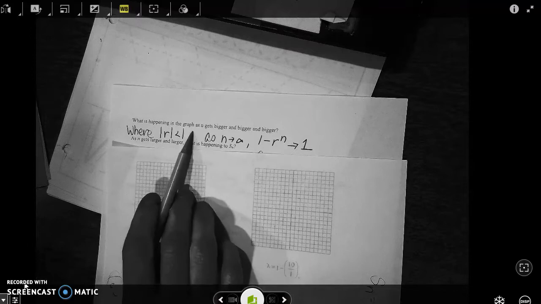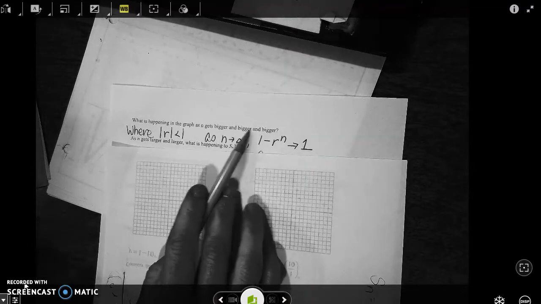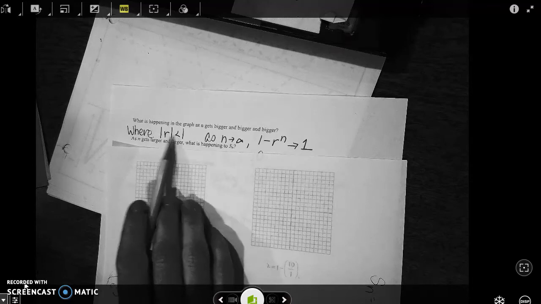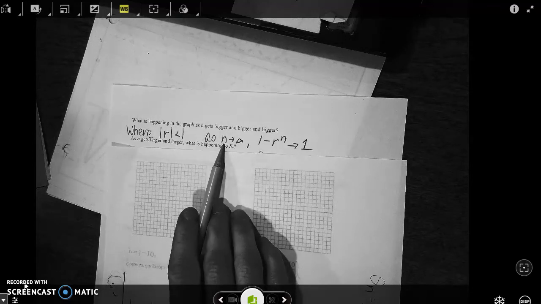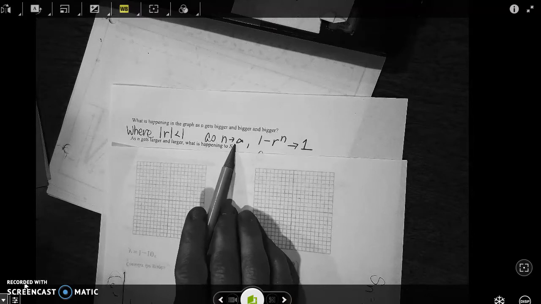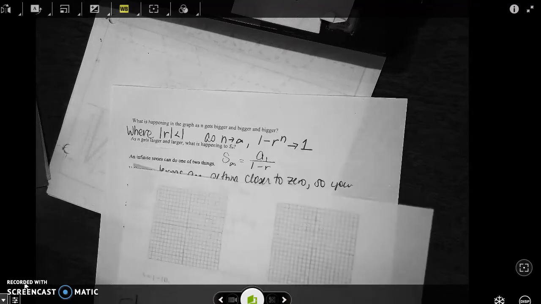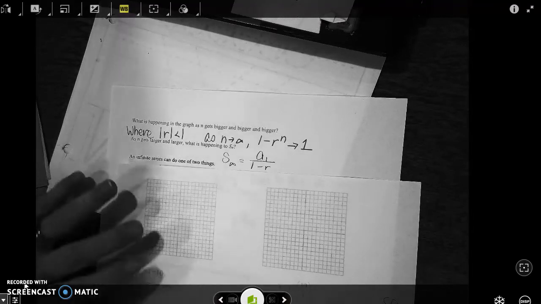So what is happening in the graph as n gets bigger and bigger? Where the absolute value of r is less than 1, as n, or as x there in our graph, goes to infinity, 1 minus r to the n is going to 1. And so that's how we end up with the formula that we have.